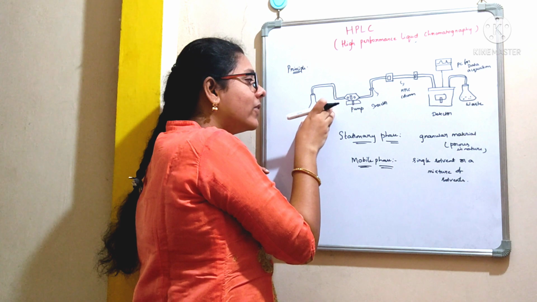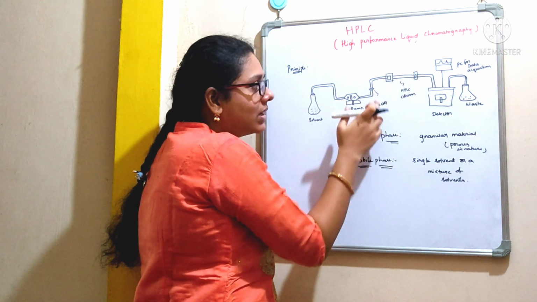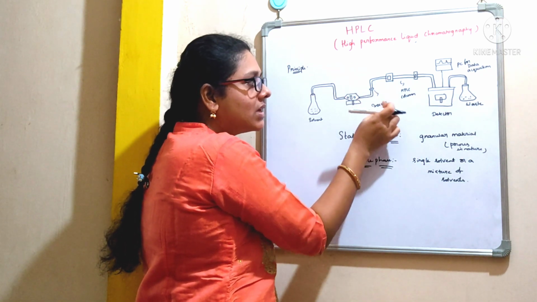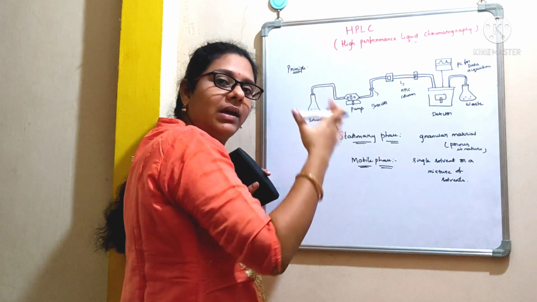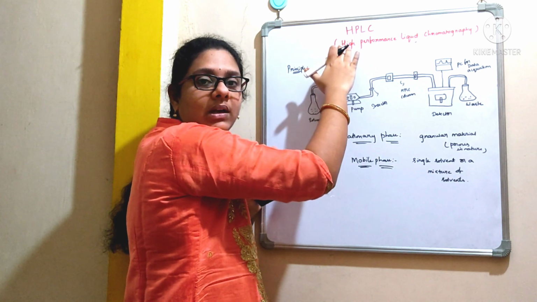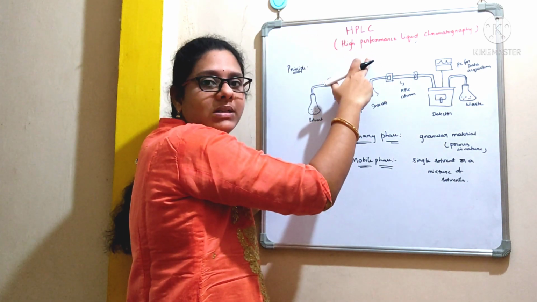And when this mobile phase is forced to pass through this column, we are going to inject this sample from here. See the picture here. With the help of a syringe, we are going to inject this sample, and the sample may contain some 10 or 20 different compounds that we are going to separate with the help of this technique. Moreover, we are going to identify and quantify them with the help of HPLC, right?